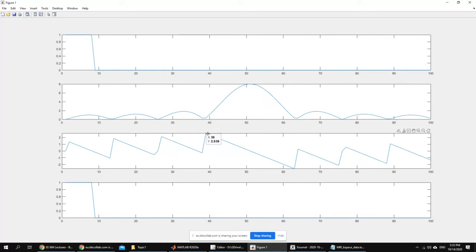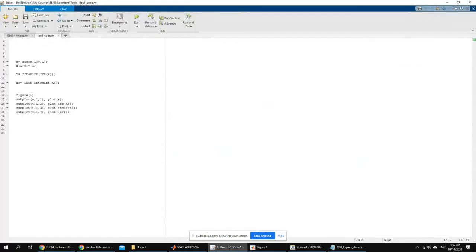Okay, if you had problems understanding the theory of Fourier transformation, or if you have any question, please ask. Okay, I'll tell you what. I'll show it to you practically, so that you can understand it a little bit better.